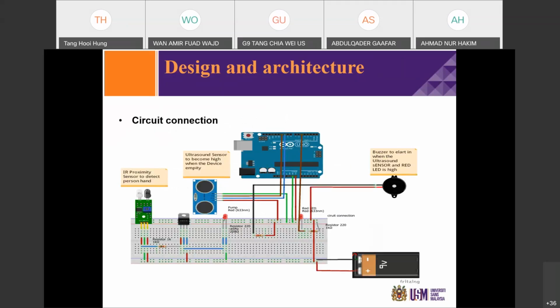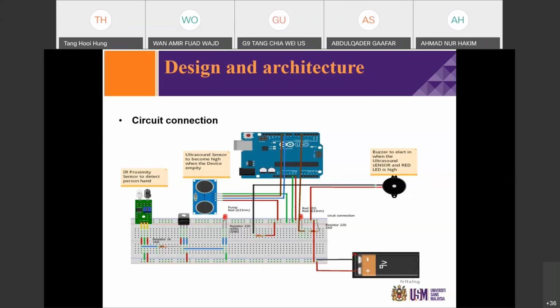Here is the connection of our circuit. We can see the IR proximity sensor, MOSFET N-channel, and pump, which is represented by a red LED, connected together to do the function of the automatic sanitizer dispenser, while the buzzer and distance sensor are connected to the Arduino to do the alert when there is no sanitizer in the bottle in the device.